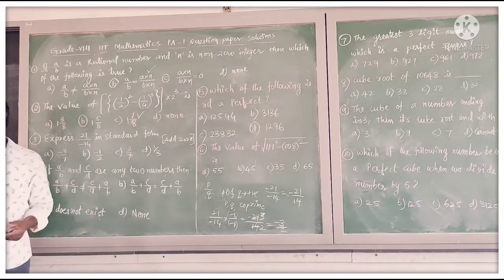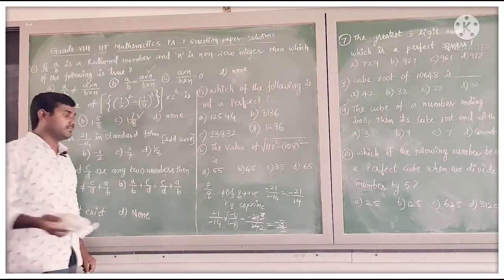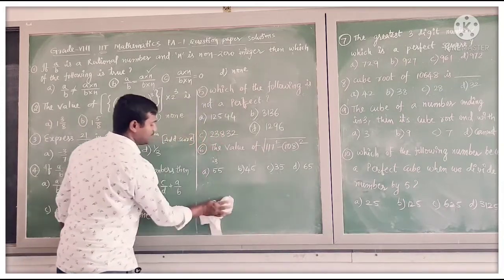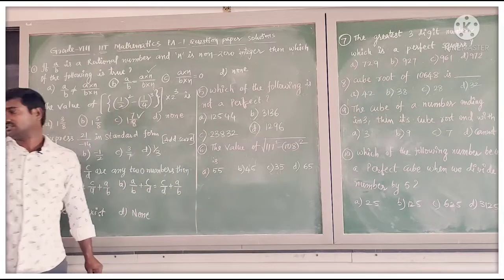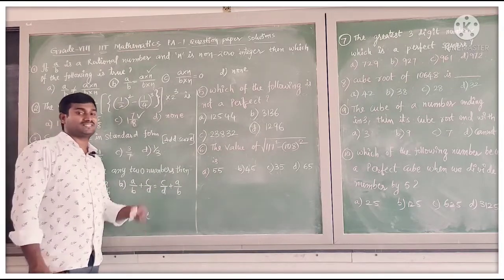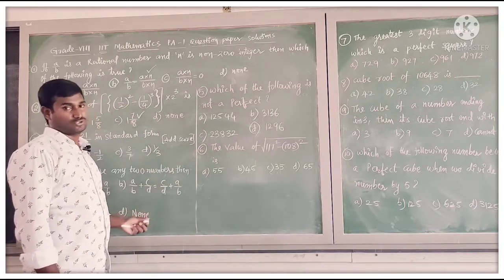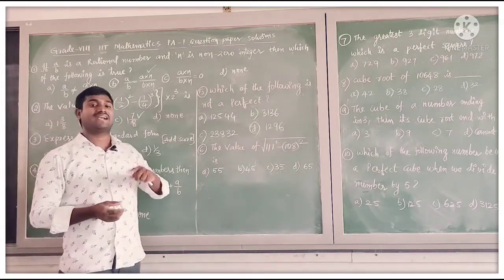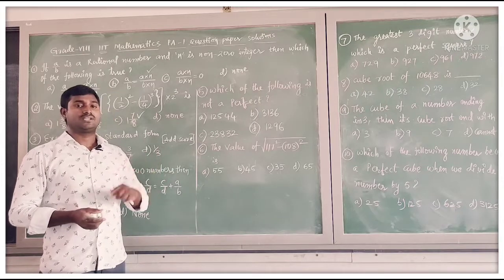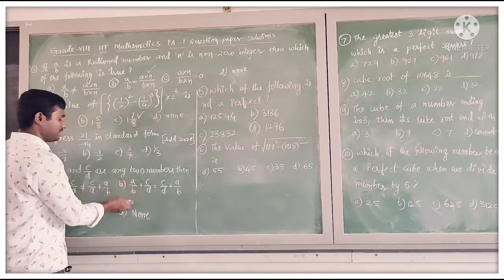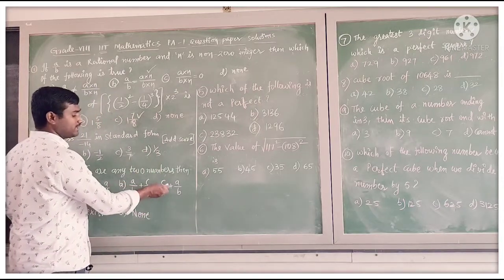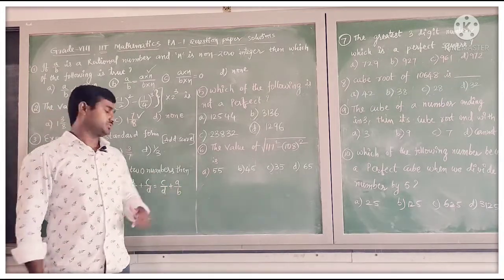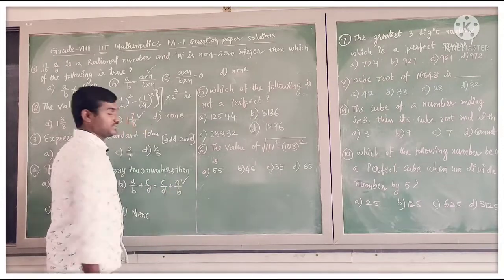See, if a and b are any two rational numbers, we know that is the commutative property of rational numbers under addition. The commutative property of rational numbers under addition, it is closed. So that means it is true. The sum of any two rational numbers, if you add in reverse also, you will get the same result. So a by b plus c by d equals c by d plus a by b, that is 7 plus 4 equals 4 plus 7. So option B is the correct option for this.